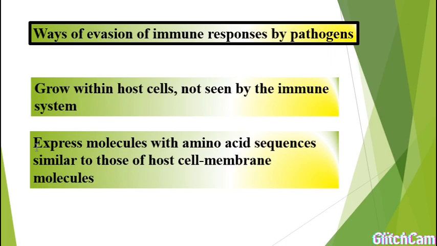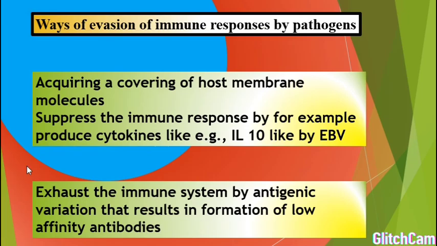So as I mentioned, these microorganisms, in order to evade effective and neutralizing immune responses, grow within the host, and maybe they get sequestered inside the host and will not be seen by the immune system, or they express some molecules very similar to those of host cells, so they will be seen by the immune system as self cells, or they may cover themselves with host membrane molecules.